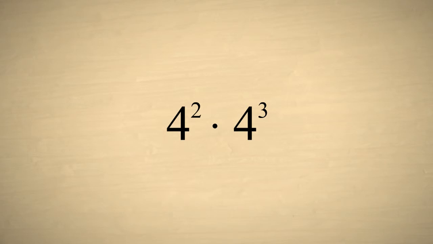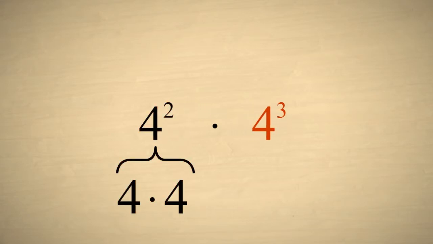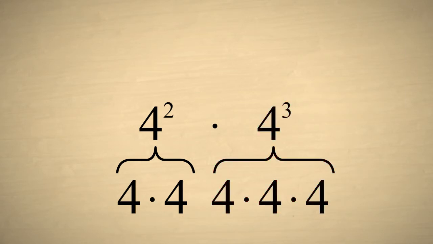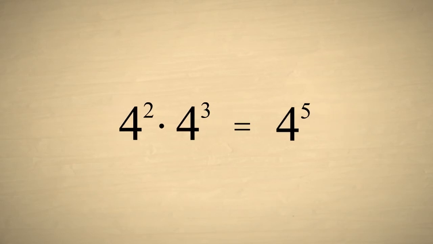Interesting things happen when we multiply exponential expressions together. For example, say that we multiply 4 squared times 4 cubed. Since 4 squared is 4 times 4, and 4 cubed is 4 times 4 times 4, the result is 5 4's multiplied together, which is equivalent to 4 to the 5th power. So 4 to the second power times 4 to the third power is 4 to the 5th power. Notice that we can get this result by simply adding the exponents.